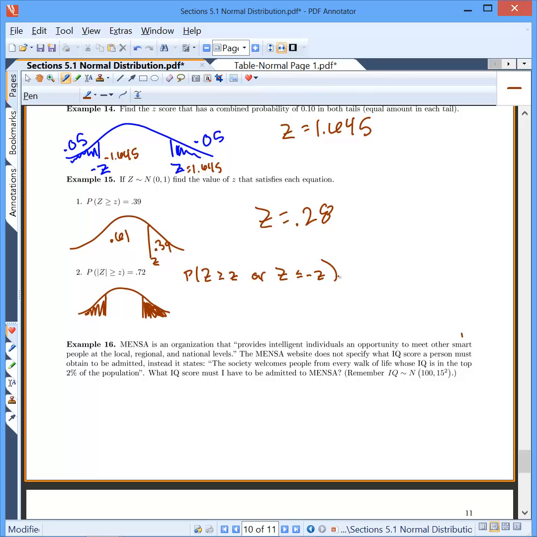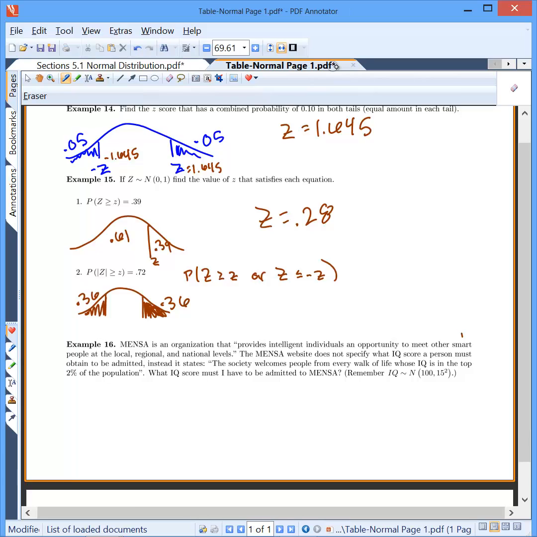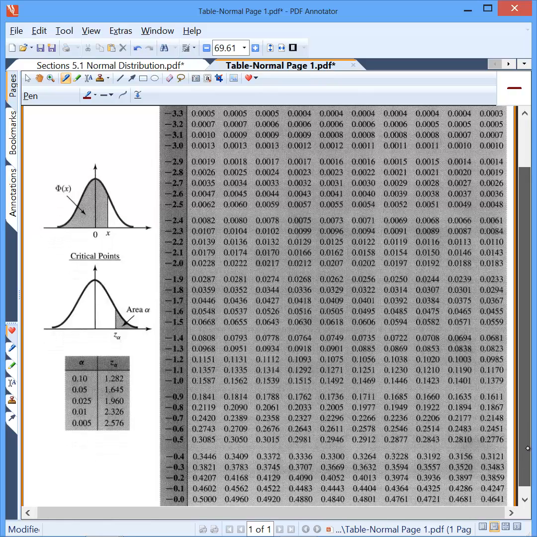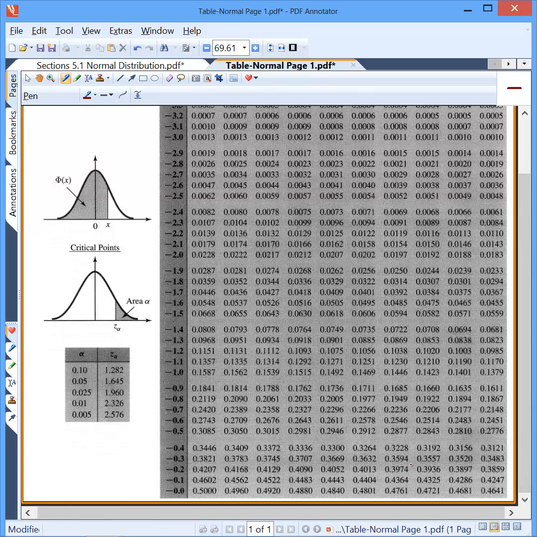If the area in both tails is 0.72, then the area in this tail has to be 0.36, and the area in the right tail has to be 0.36. So I'm going to look at my 0.36 on my table. Again, it's the probability, so I'm looking on the inside. And the closest I can come is 0.3594, which puts me at negative 0.36.